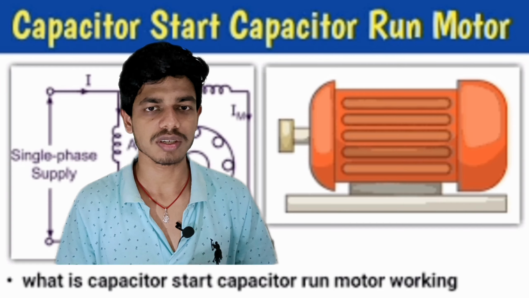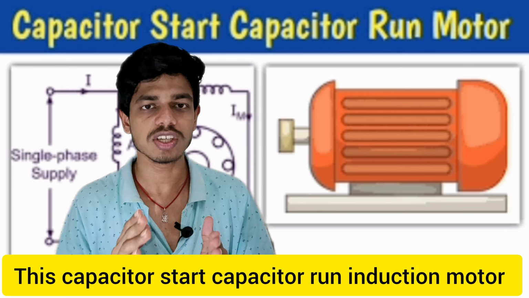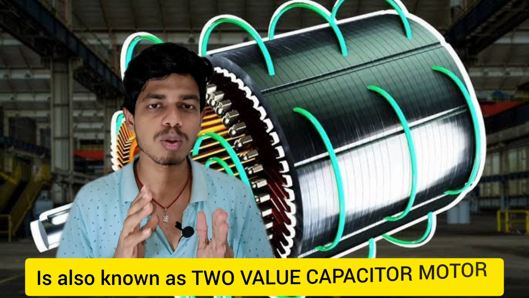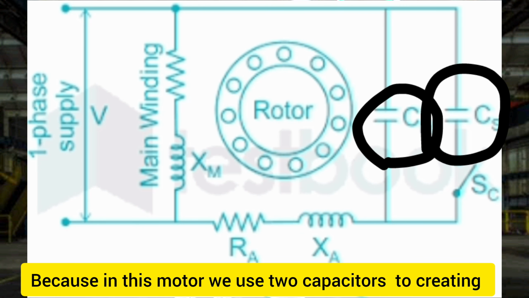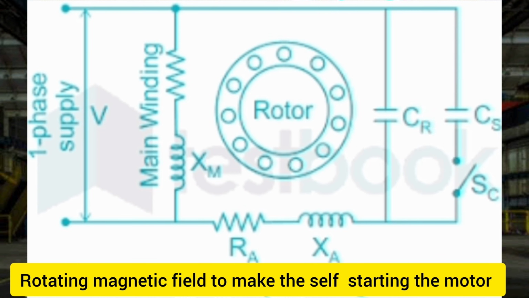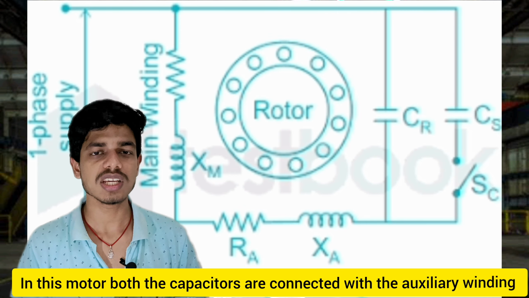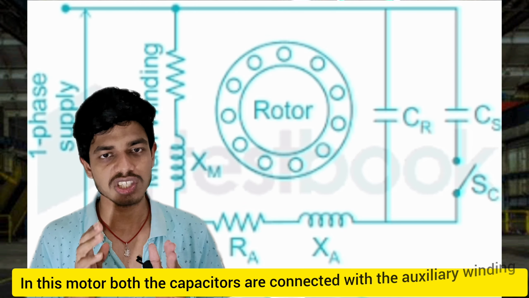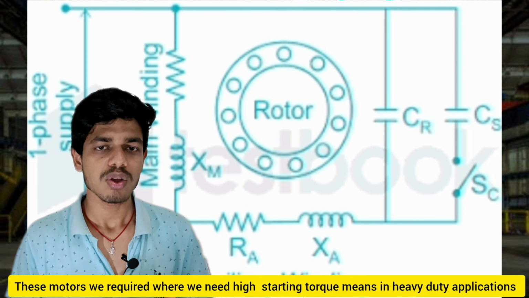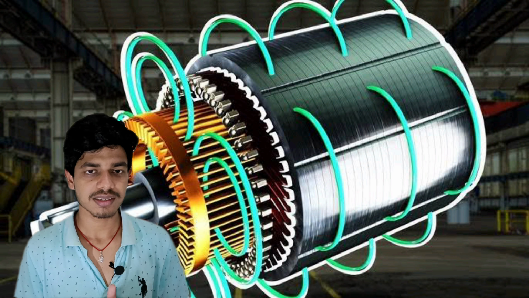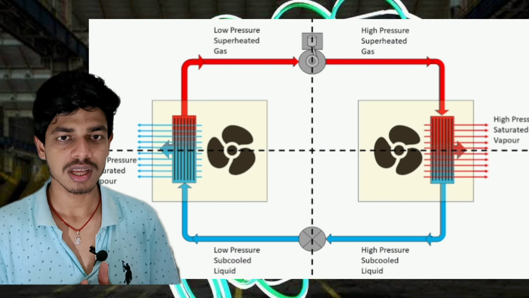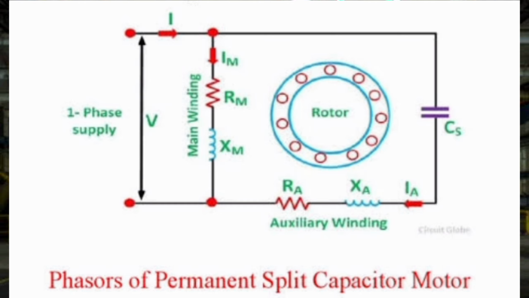Now we discuss the capacitor start capacitor run induction motor. This motor is also known as the two value capacitor motor because in this motor we use two capacitors to create a rotating magnetic field to make the motor self starting. In this motor both the capacitors are connected with the auxiliary winding. These motors are required where we need high starting torque, meaning heavy duty applications like pumping equipment, refrigeration and air compressors, etc.